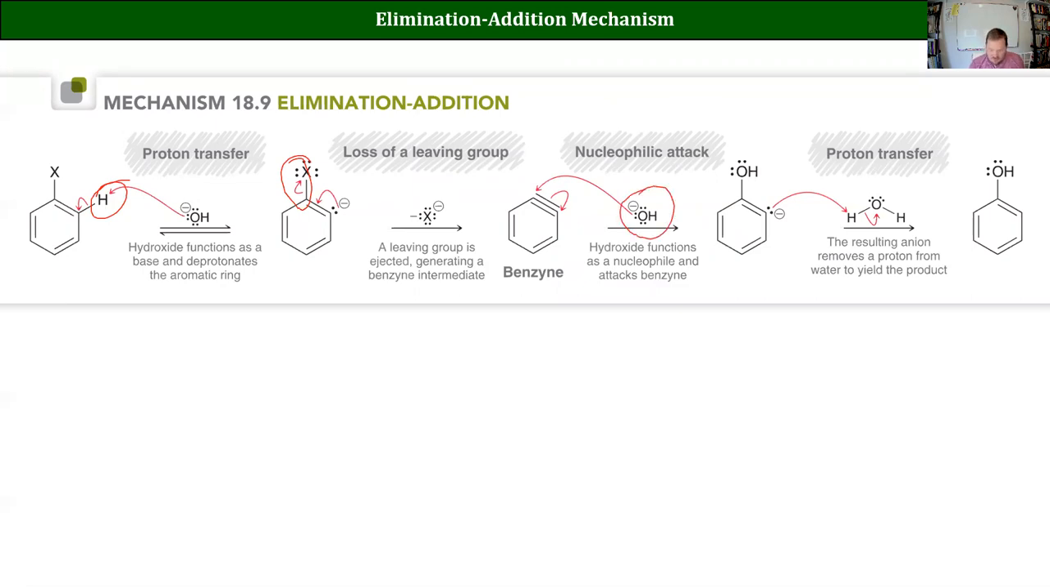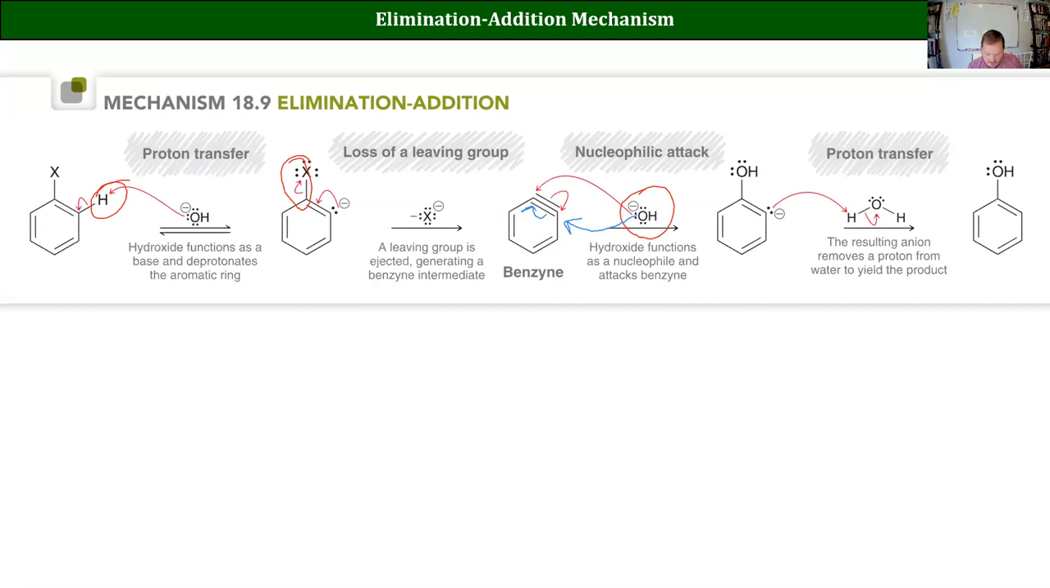And then if you still have more nucleophile around, that nucleophile can come in and attach to either end of that triple bond. And you wind up with another proton transfer at the end. So you wind up with elimination and then addition, and hence the name. And that's exactly why you wind up with both possible isomers in these cases, because both ends of the alkyne group are equal as far as their electron density. So you have an equal chance of this OH adding to either of these carbons.